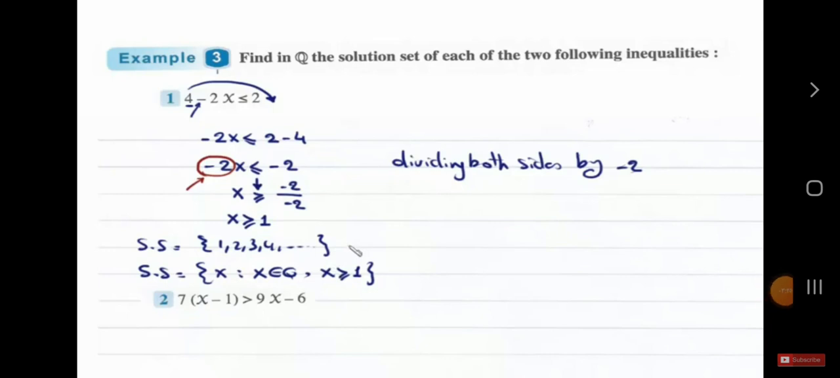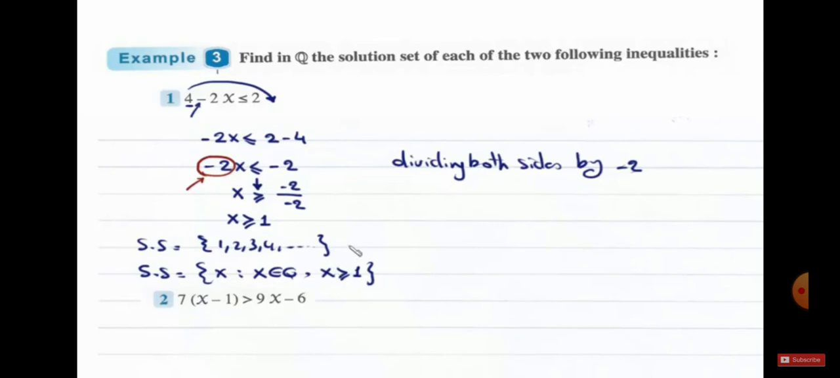Another example. Find in Q the solution set of the two following inequalities. First, 4 minus 2x less than or equal 2. Here 4 is positive, put 4 on the other side as negative 4. Then negative 2x less than or equal 2 minus 4. Then negative 2x less than or equal negative 2. Then we have to remove negative 2 by dividing both sides of the inequality by negative 2. Then negative 2x divided by negative 2, and negative 2 divided by negative 2.